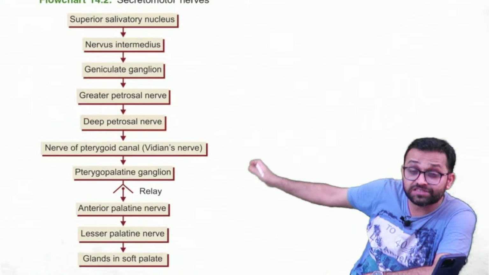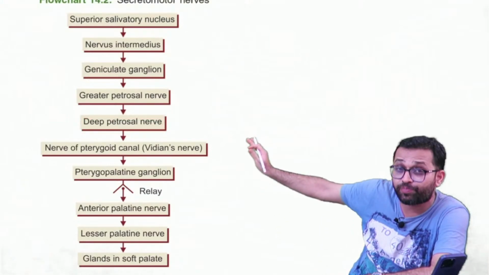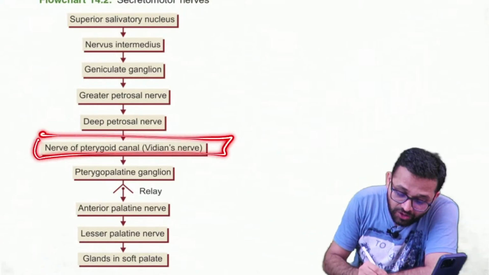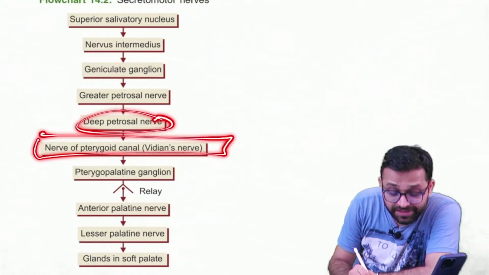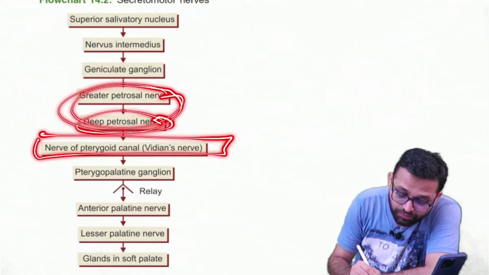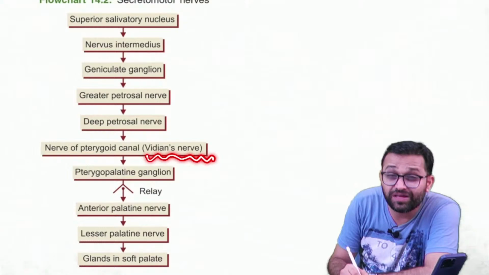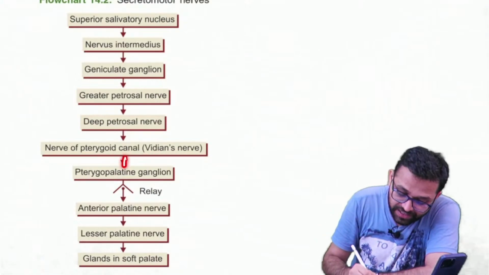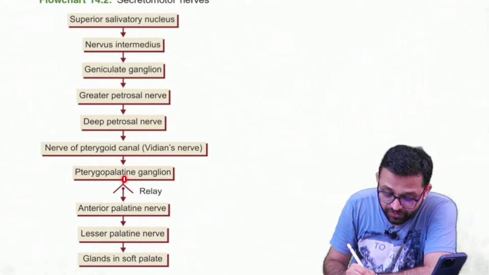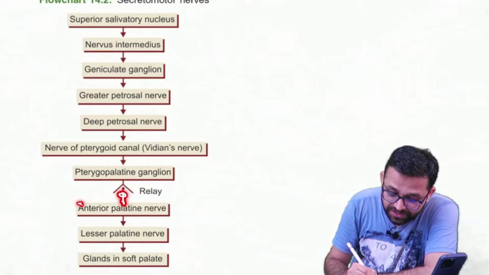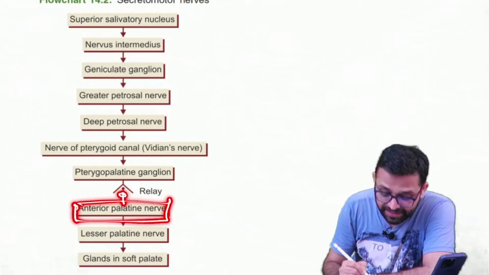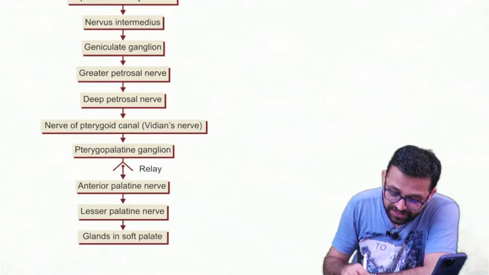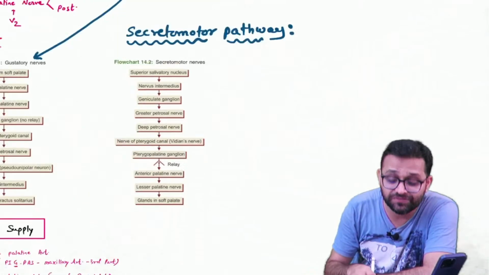Then it reaches the deep petrosal nerve. We have already discussed these in our ganglion topic, so I am not discussing these things here. Now the deep petrosal nerve meets our greater petrosal nerve. Both make the Vidian nerve. Very important question: the Vidian nerve is nothing but the nerve of the pterygoid canal. Then it relays in our pterygopalatine ganglion. Yes, it is relaying. Now there is the emergence of the anterior palatine nerve. It continues as the lesser palatine nerve, and then it relays into the glands of the soft palate. So this is the way of secretion.